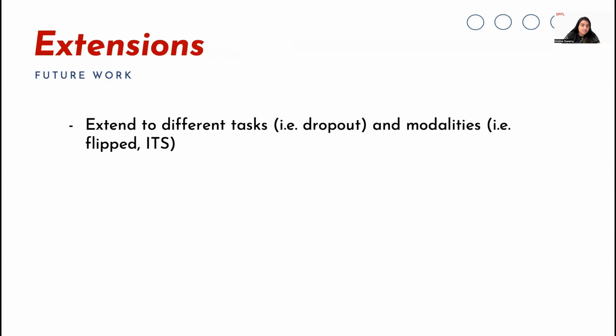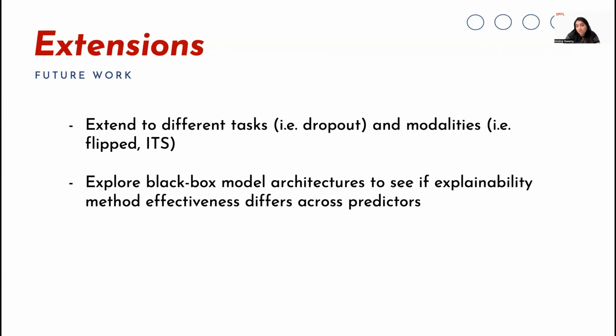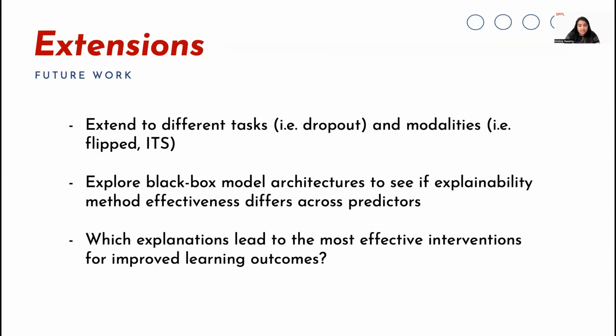And the extensions, of course, are to extend this to different tasks and modalities. This was, of course, one task, just student performance prediction on just MOOCs. We want to see if this holds true, this disagreement problem in explainability across a lot of different settings. We want to explore different architectures beyond just LSTMs to see if the explainability method effectiveness differs across predictors. And lastly, we want to find out which explanations lead to the most effective interventions for improved learning outcomes. Maybe we can assess quality of an explainer in this way.